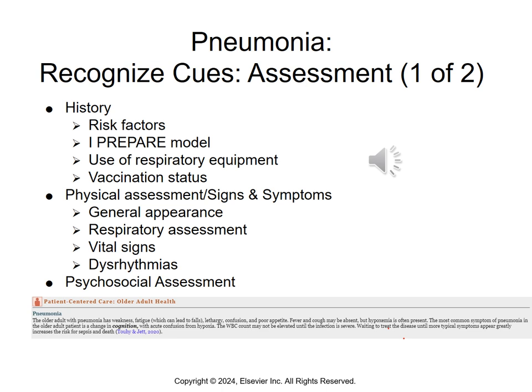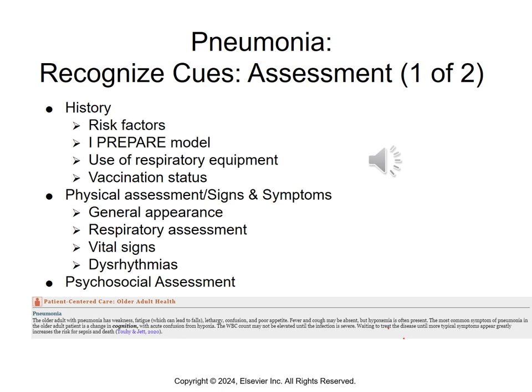Your patient-centered older adult consideration box on 583. Your older adult with pneumonia may have fatigue, weakness, lethargy, confusion, poor appetite. Fever and cough may be absent, but hypoxia is often present. The most common symptom of pneumonia in the older adult is changing cognition, which we associate with almost all of our infectious disorders in our older adult, and this is due to hypoxia.